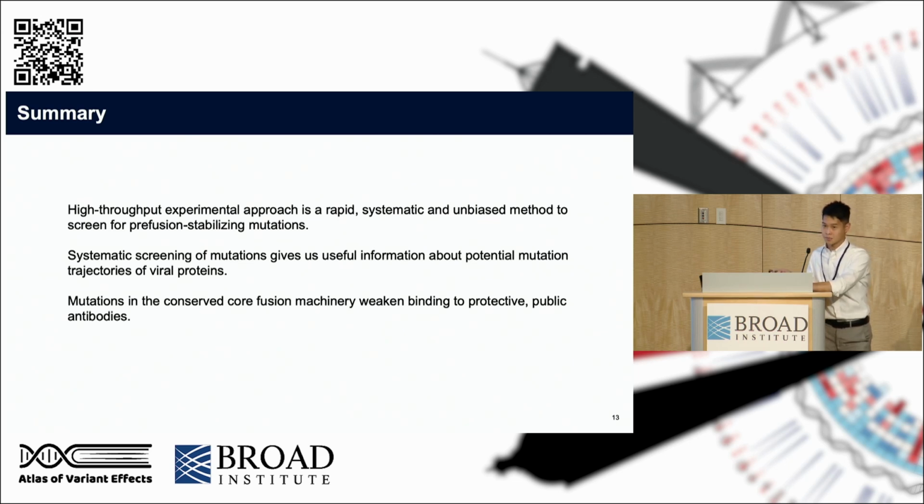So this fusion and expression dataset that we have here is also useful for tracking potential mutations that might arise in nature. And we showed that mutations in the core fusion machinery, even though it is highly conserved, weaken the binding to public antibodies that are protective, which poses a challenge for universal coronavirus vaccine development.